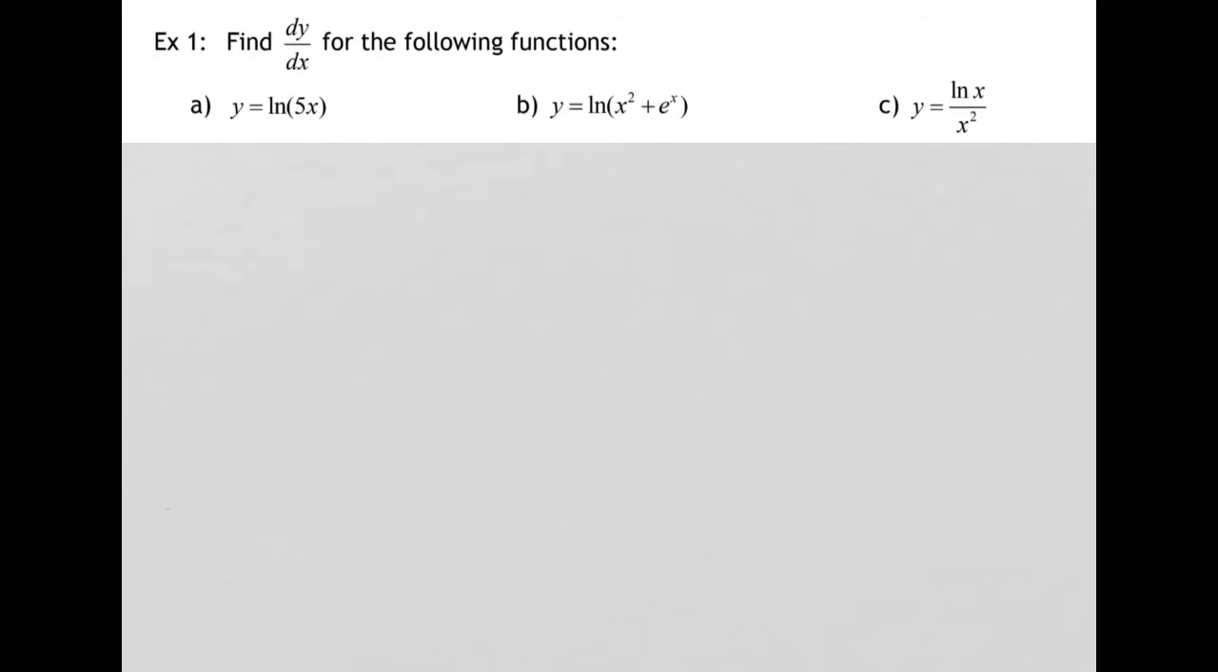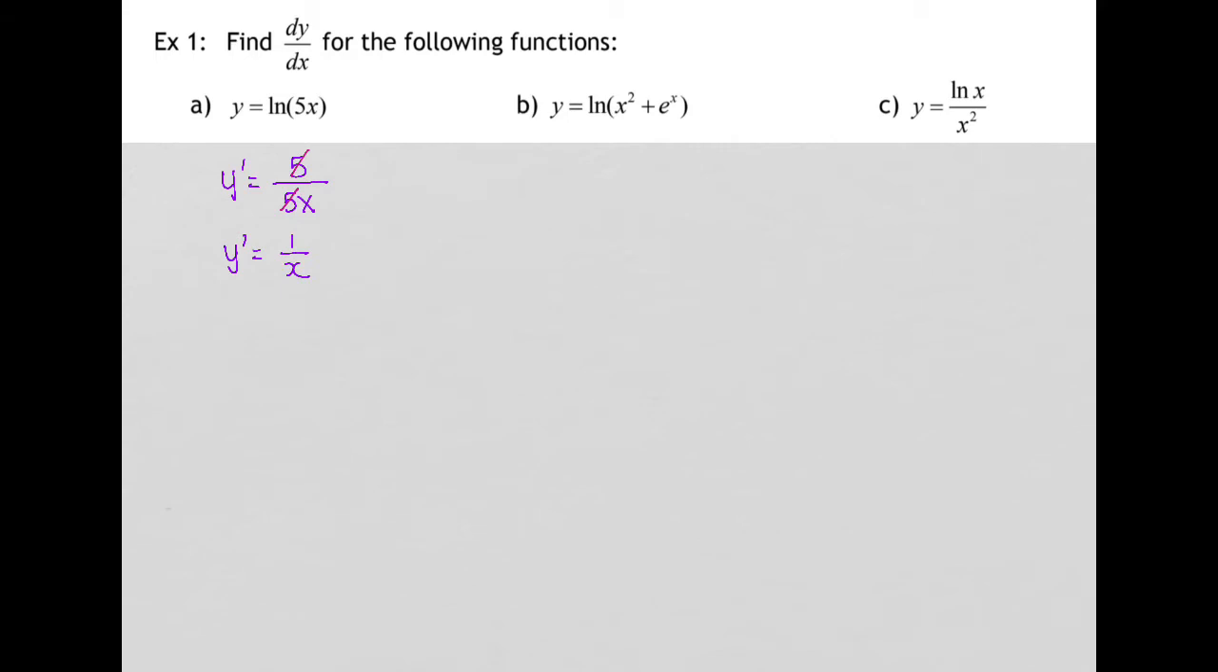Now, let's take a look at example 1. We need to find dy over dx, which means we need to find y prime for the following functions. Part A, the function is in terms of log. So all we need to do is put the function in the denominator, and the differentiation of the function goes on the numerator, which is going to be a 5. Let's reduce the 5, so your differentiation will be 1 over x.